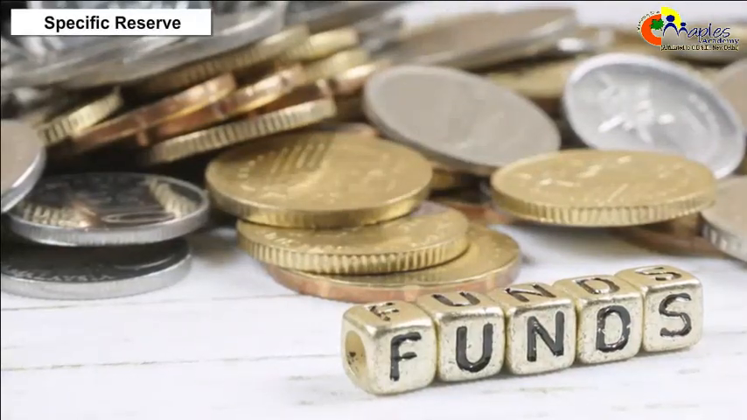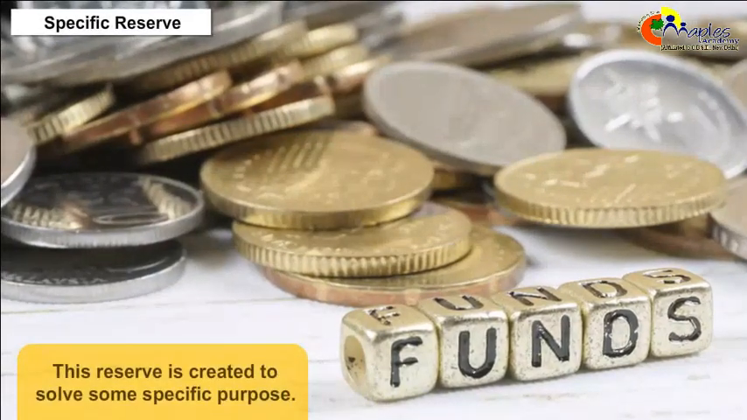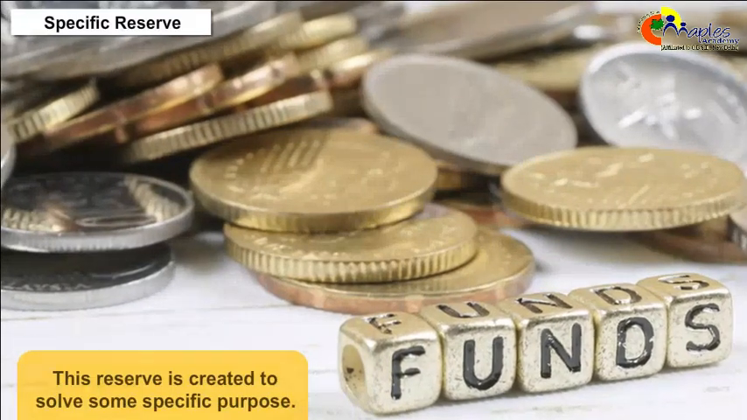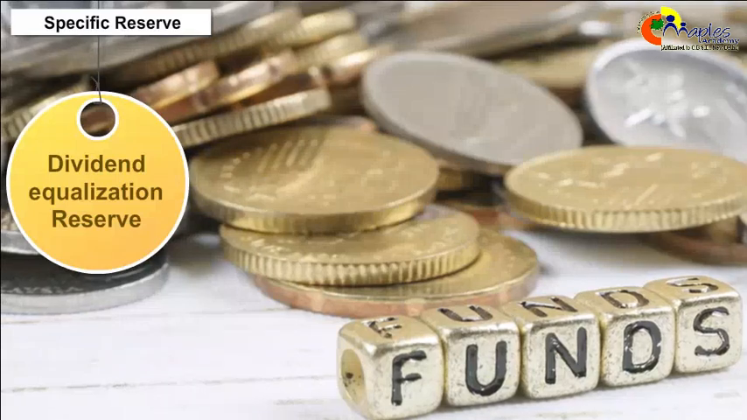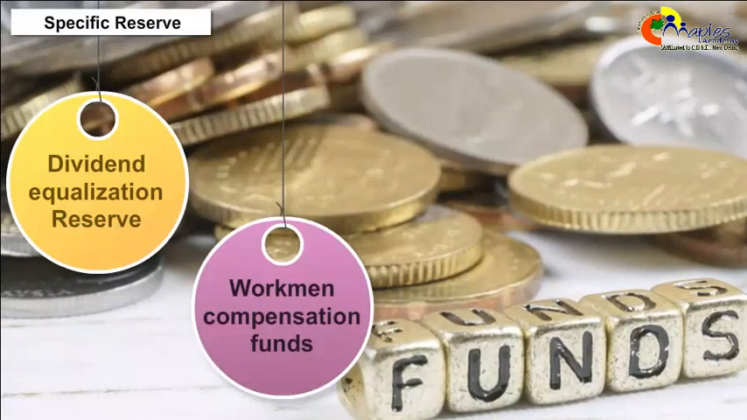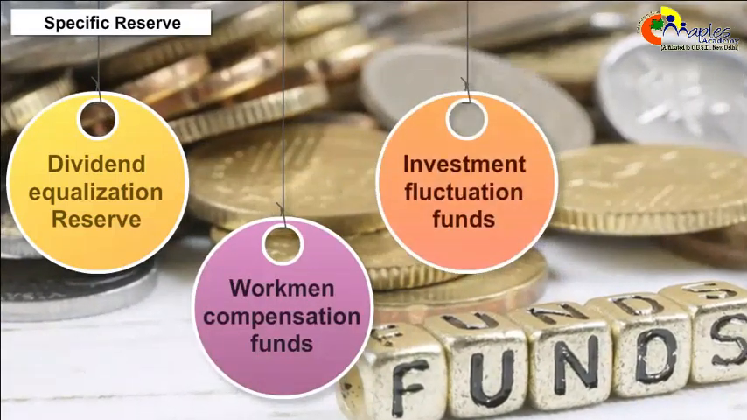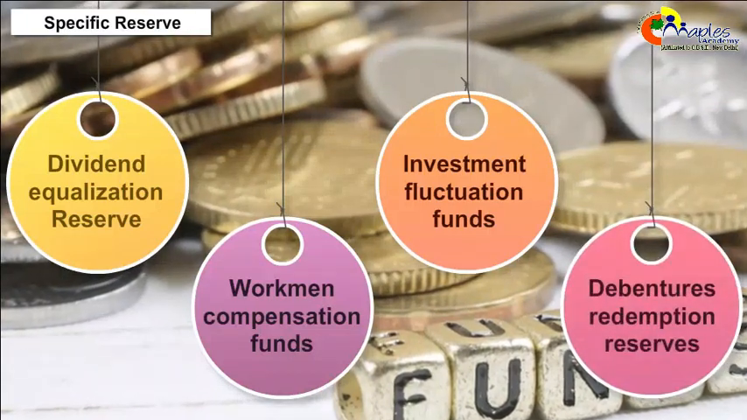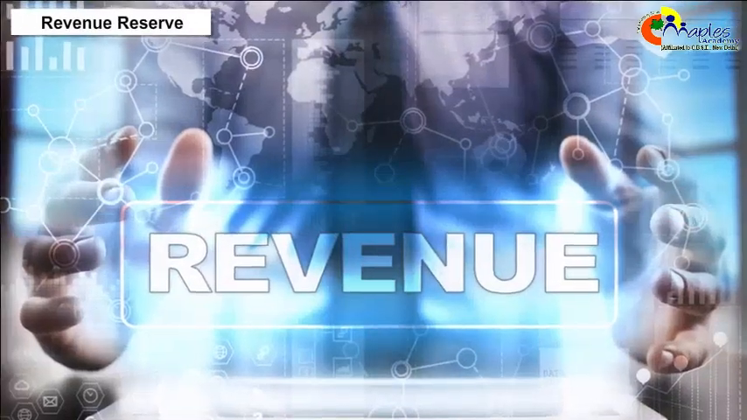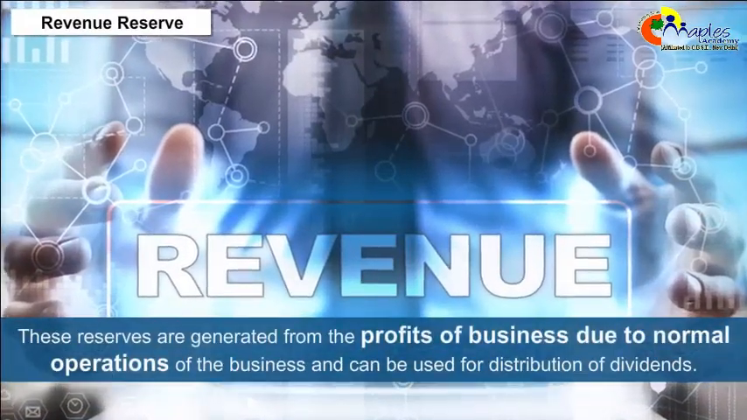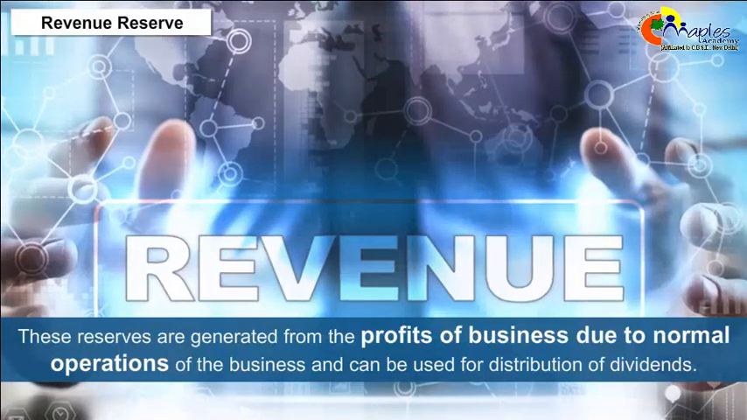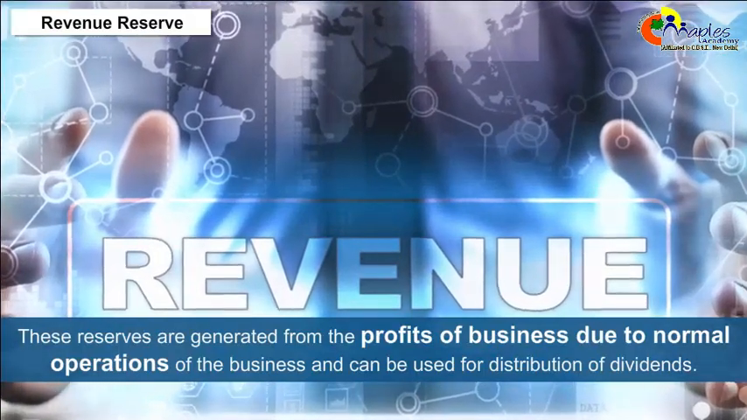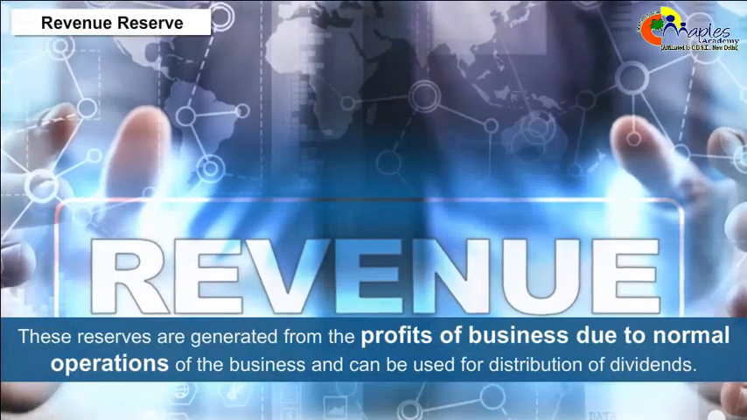Specific reserve. This reserve is created to serve some specific purpose. Examples are dividend equalization reserve, workmen compensation funds, investment fluctuation funds, and debentures redemption reserves. Revenue reserve: these reserves are generated from the profits of the business due to normal operations of the business and can be used for distribution of dividends.